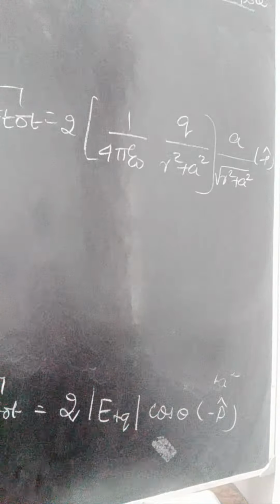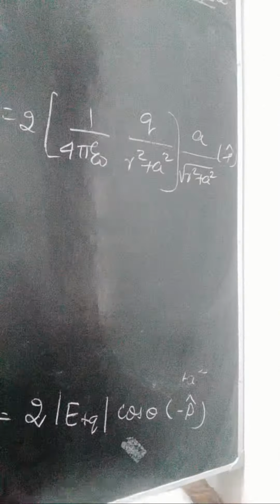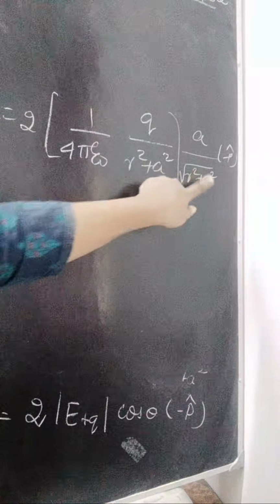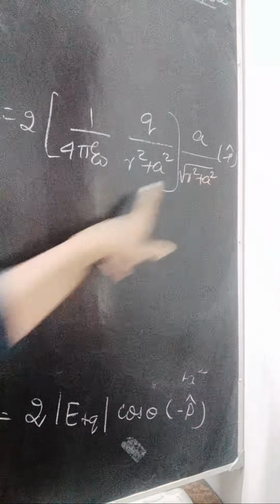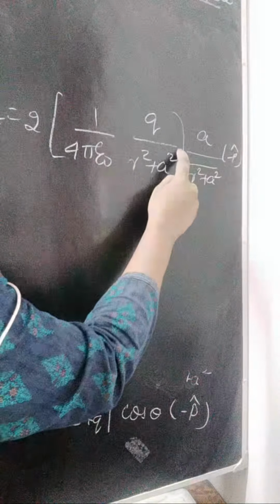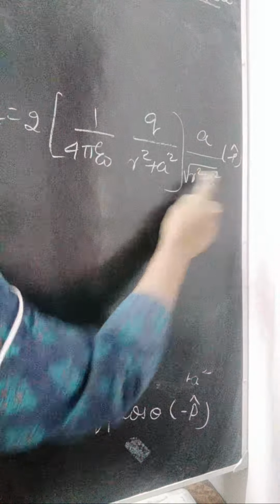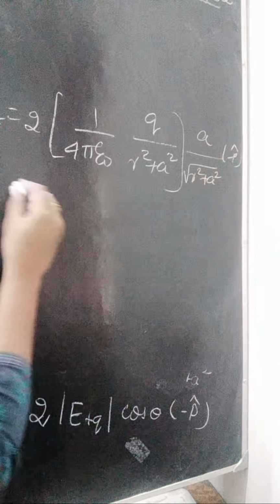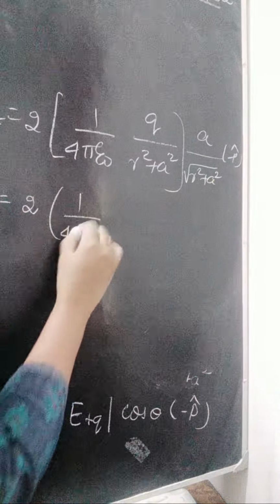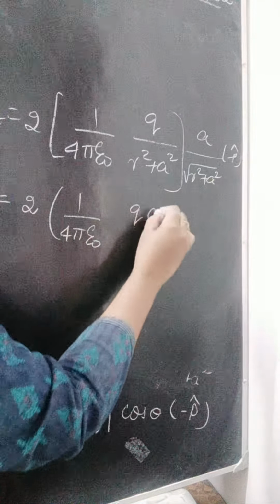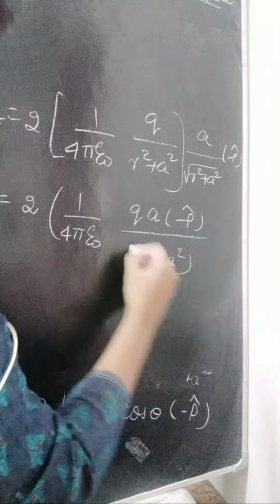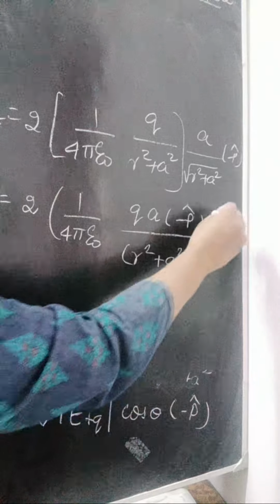Yes? And see, in the denominator we have here r square plus a square the whole square, and here root of r square plus a square. So this power is 1 and this power is 1 by 2. What is the power of this term? 1. What is the power of this term? 1 by 2. So multiplying both, 1 plus 1 by 2 will be 3 by 2. Right? So 2 into 1 by 4 pi epsilon naught q a minus p cap divided by r square plus a square power 3 by 2. Am I correct?